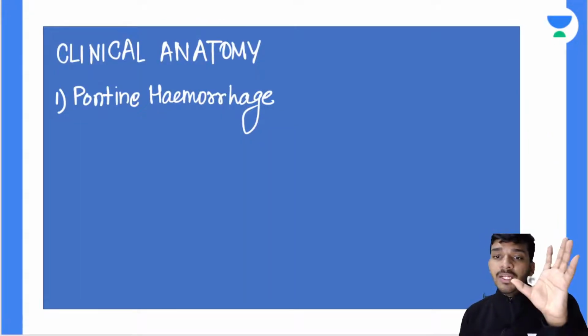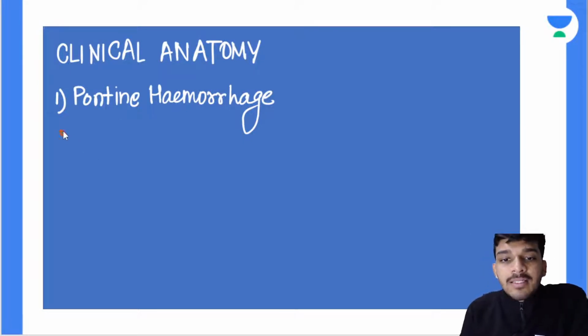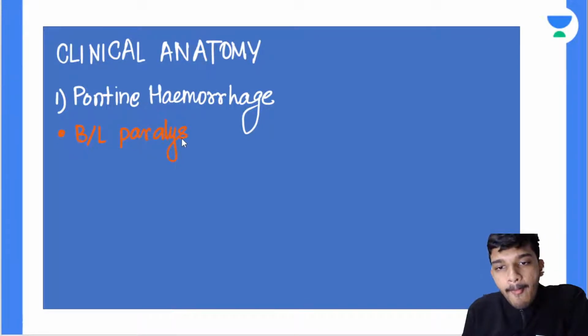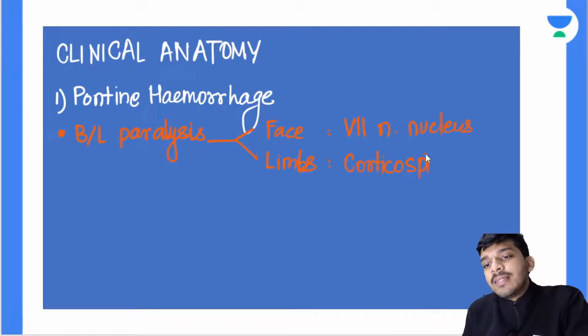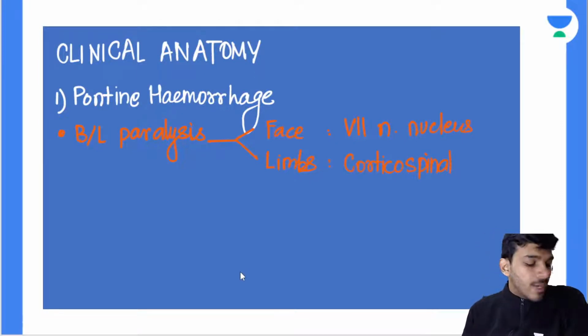So pontine hemorrhage causes complete bilateral paralysis of the face and limbs. Why of the face? Because the seventh nerve nucleus is present here. Also, all the corticospinal tracts and all the corticonuclear tracts are passing through here. So they are all going to get damaged, causing bilateral paralysis of the face and the limbs.